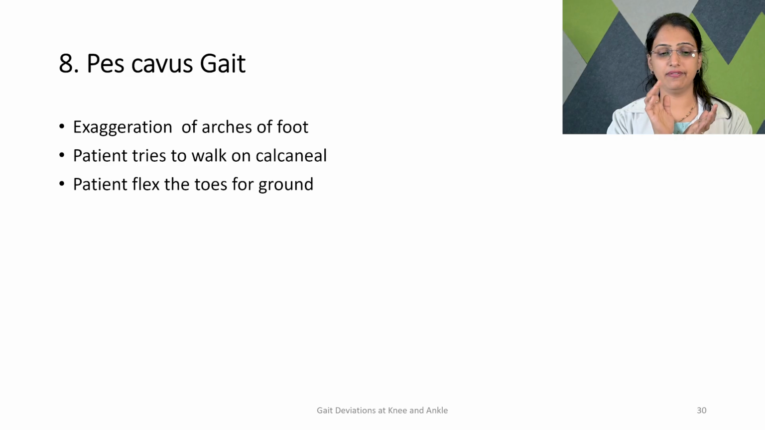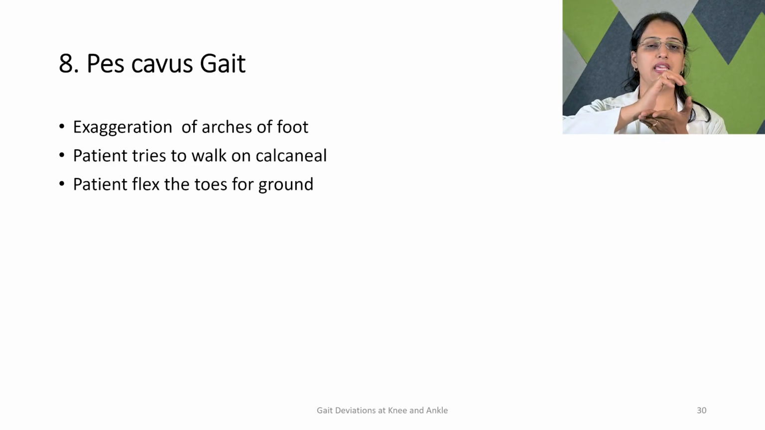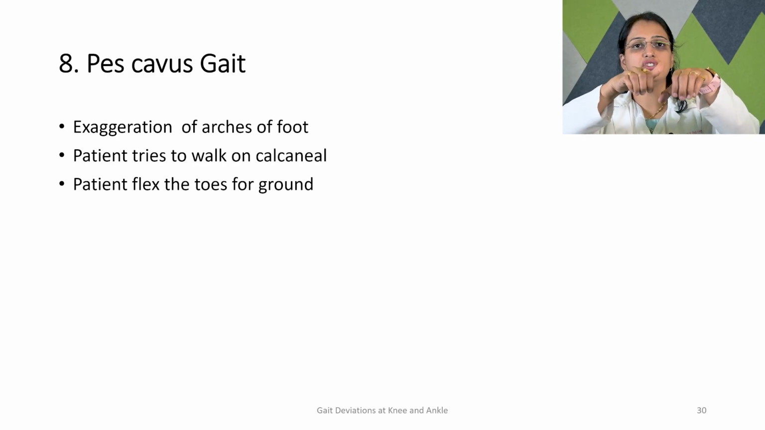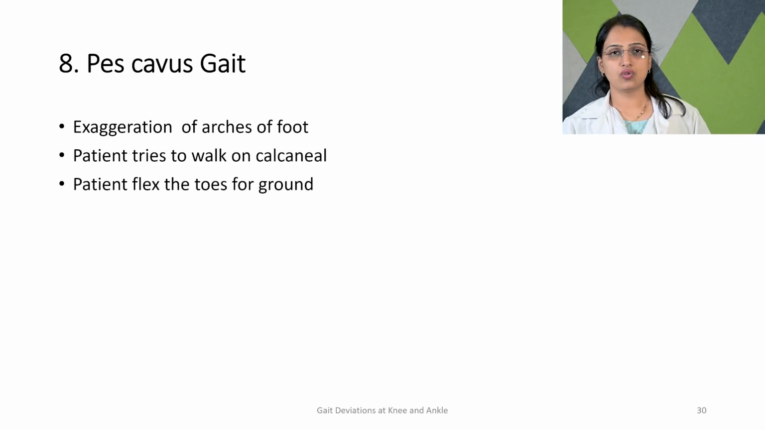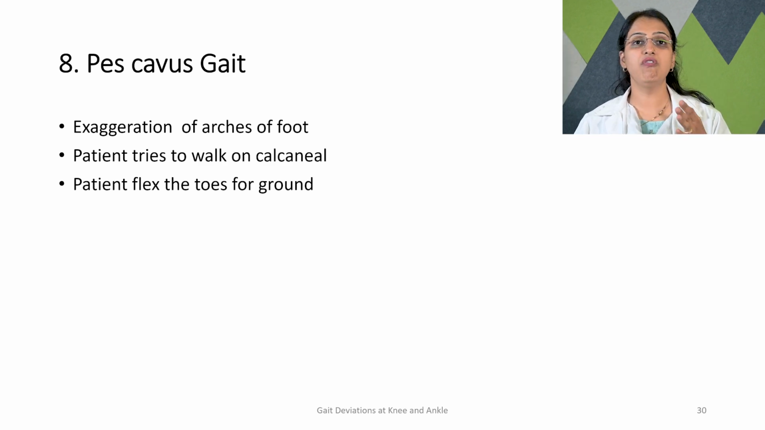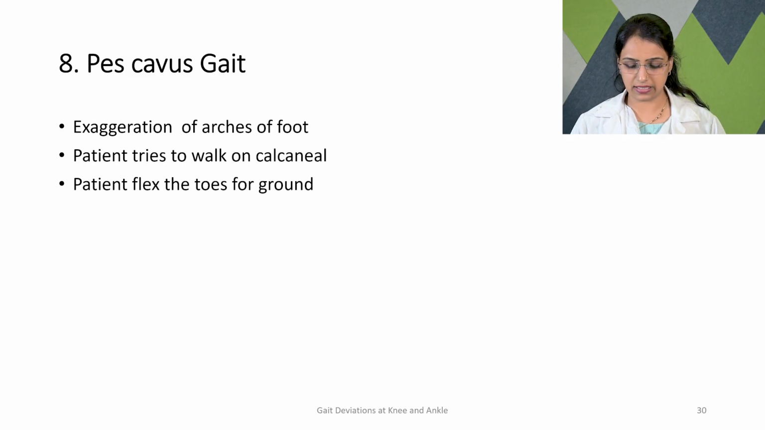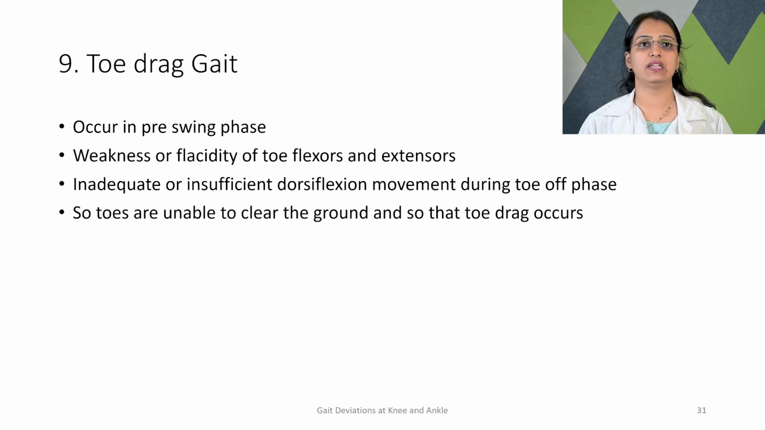I don't have the video. So the position is, suppose this is the heel and these are the toes, and these are the arches. So the foot is like this and the patient is walking like this. In this pes cavus gait, there are more chances of fall of the patient because the support on the ground is very less.